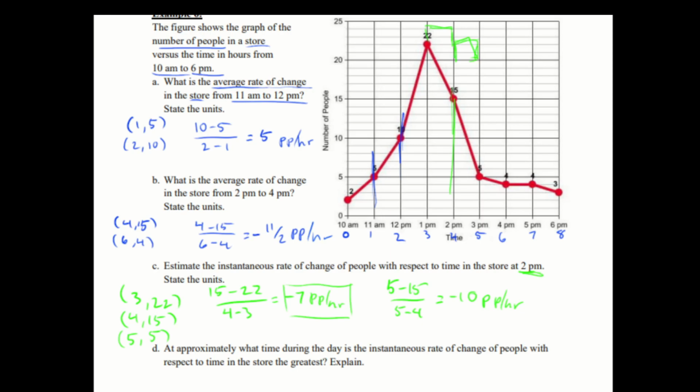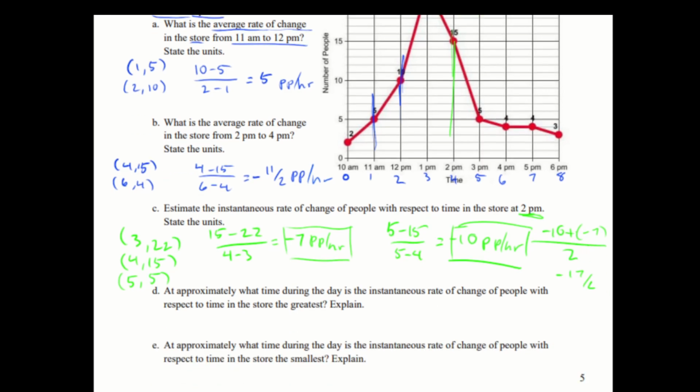And then we'll find the average between those two numbers, right? Negative 10 plus negative 7 divided by 2. That's how we find the average. We get negative 17 over 2, right? So that will be our instantaneous rate of change. Our estimate, obviously, is negative 17 over 2 people per hour, right?